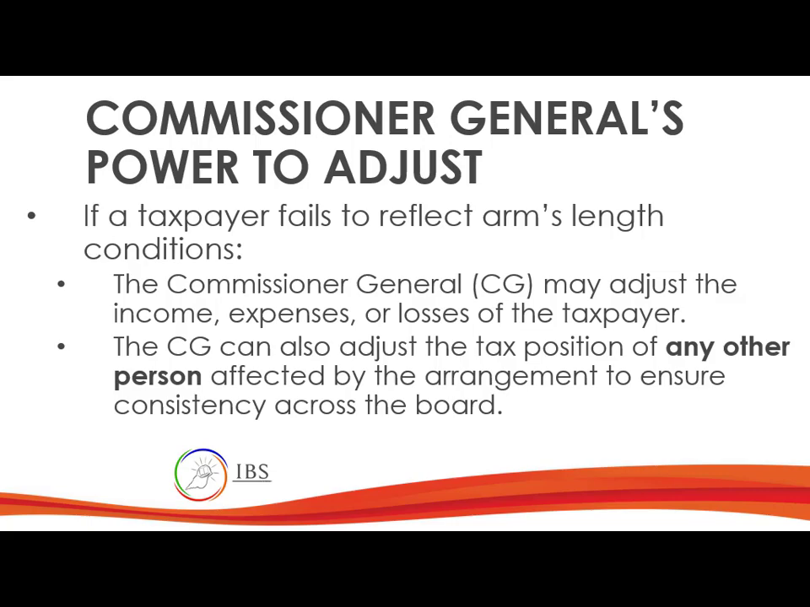Next, the Commissioner General can also adjust the tax position of any other person affected by the arrangement to ensure consistency across the board. That means any other person affected by the arrangement. It's not only on one party. Remember, these are related party transactions, so most likely two parties will be affected. It's not only one individual, the other individual also will be checked.